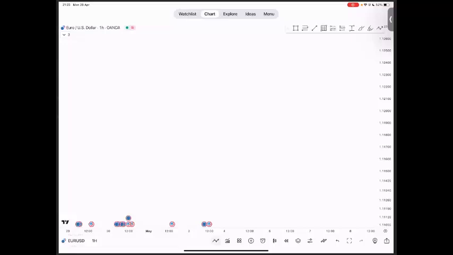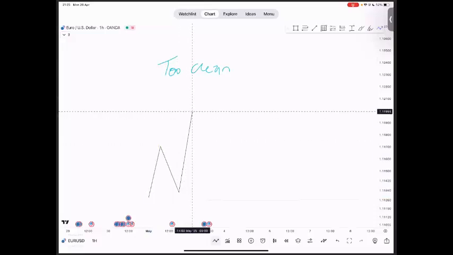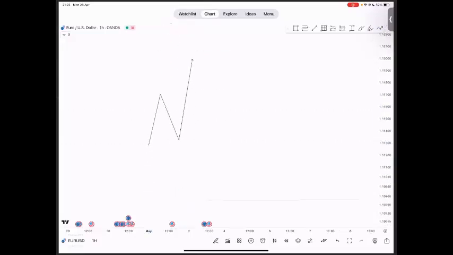Too clean POI in technical analysis. You've probably seen people say "too clean." All right. Now, a too clean POI is a point of interest. You know, POI, of course, means point of interest, right? So a too clean POI is just a point of interest that lacks inducement.